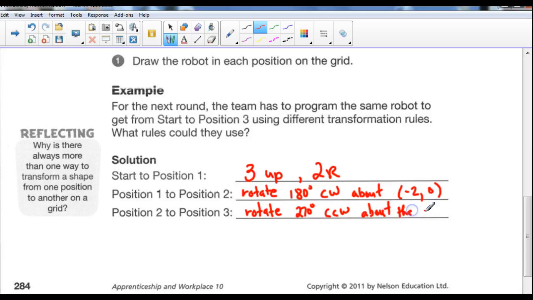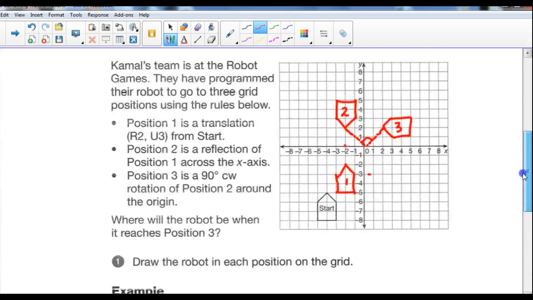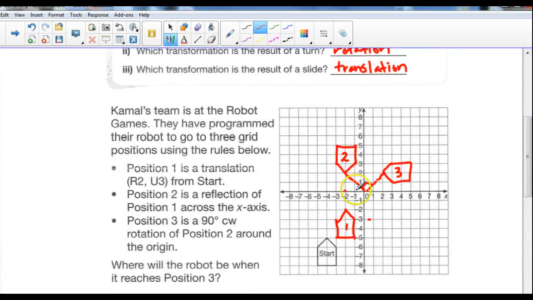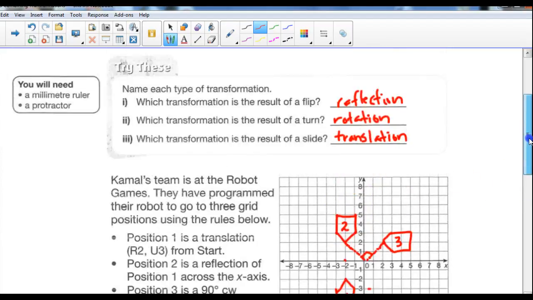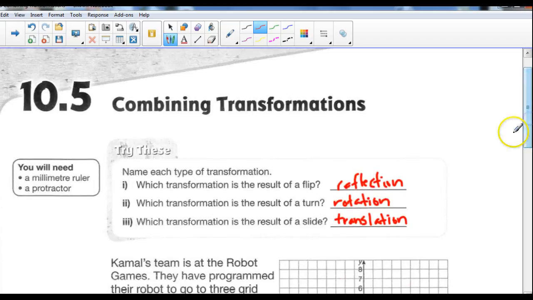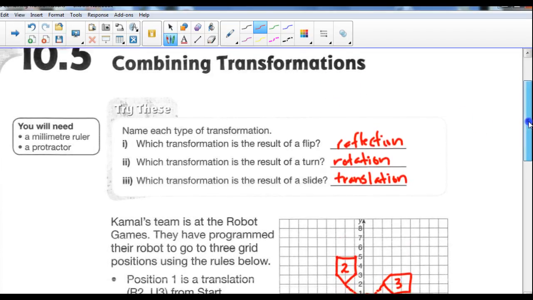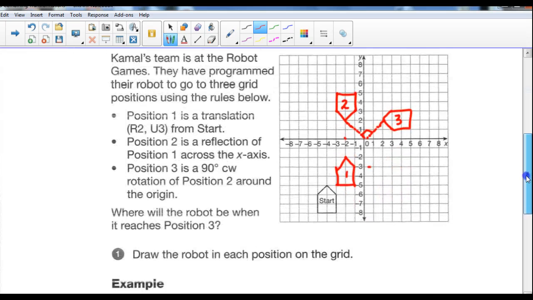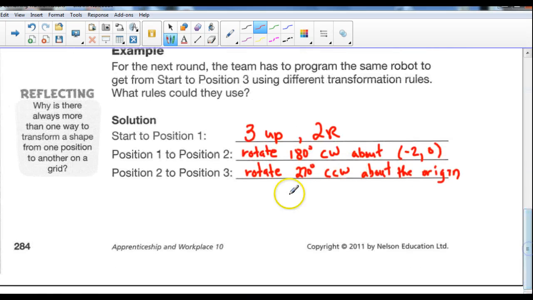About the origin. So, as it says over here, there's more ways that you can transform a shape from one spot to another. You don't have to use the same rules. You can get it from this position to that position different ways, okay? So this is what we call multiple transformations. When we combine transformations, that's called multiple transformations, using more than one type. Okay, so go ahead and do the practice, and good luck.